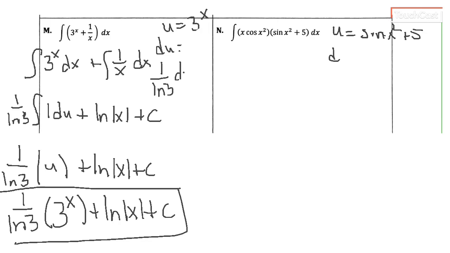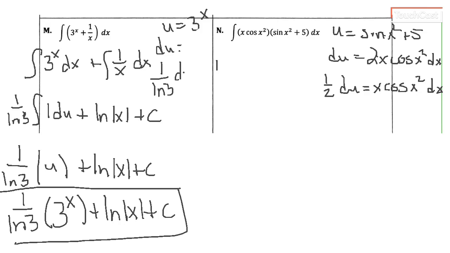So that way when I take the derivative, I'm going to get this derivative of sine is cosine. And I have to then do the chain rule. So I'm going to have 2x cosine x squared dx, and we're almost there. All I need to do is rewrite it as 1/2 du is equal to x cosine x squared dx, and now I can start my integration.